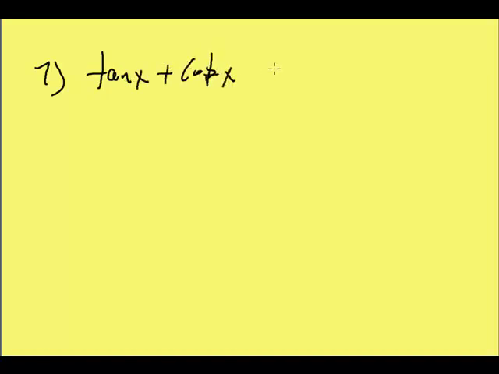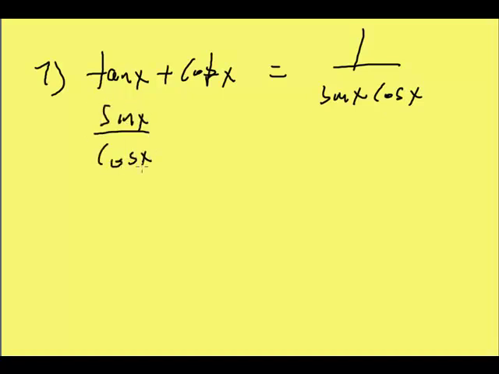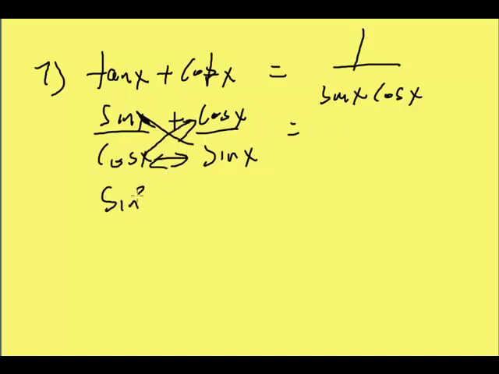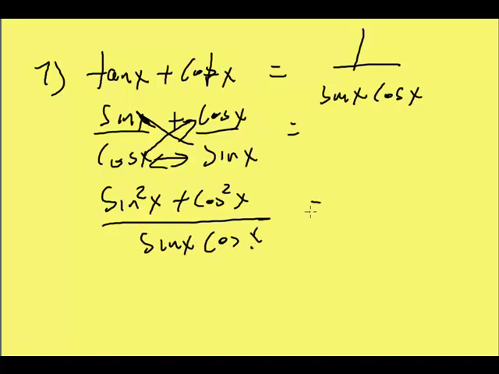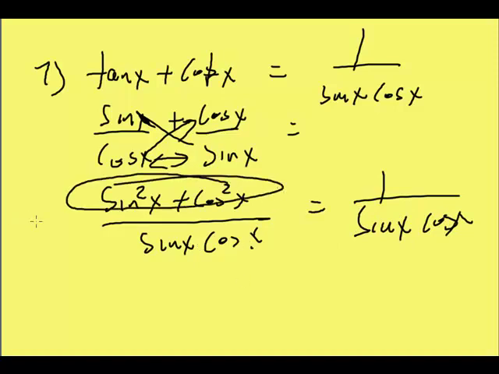Cotangent of x is equal to 1 over sine x cosine x. Left hand side is sine x over cosine x plus cosine x over sine x. Ancient Indian secret: multiply, multiply, multiply. Sine squared x plus cosine squared x, all that over sine x cosine x. Yes, it is. What's sine squared x plus cosine squared x? There you go.